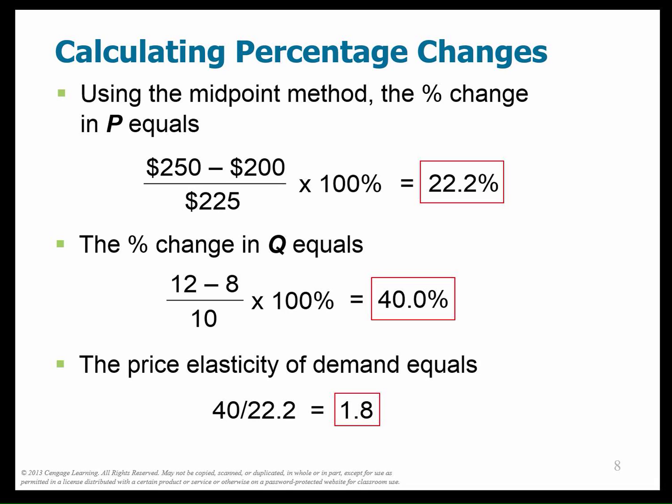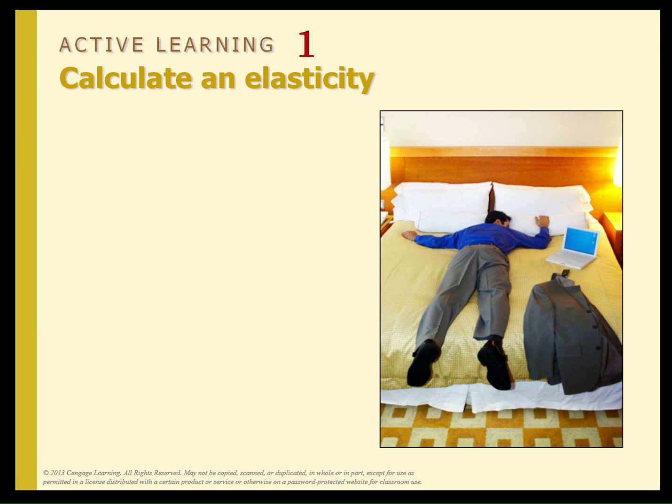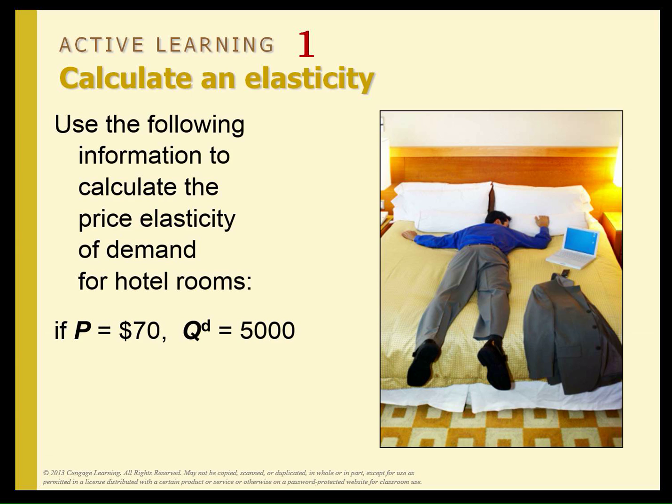Using the definition of elasticity means that if price raises by 1%, then quantity will drop by 1.8%. If price raises by 1%, quantity will drop by 1.8%. Remember that, please. All right, so let's calculate this elasticity from these 2 points. Go ahead and do it on your paper, and then hit play when you are done.